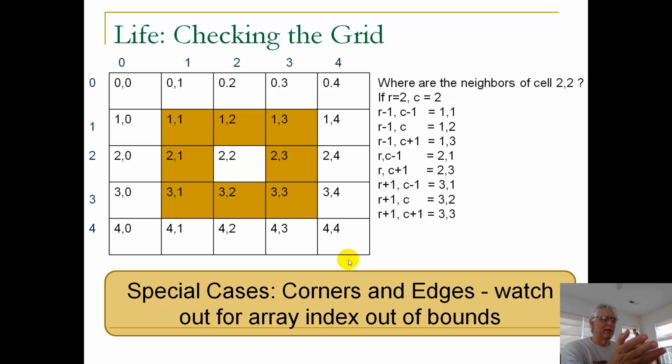Special cases are the corners and edges. If we try to apply this strategy here, let's look at cell 0, 0. What would happen right away? This is R equals 0, C equals 0. Right away, I get an exception. If I tried R minus 1, C minus 1, in this case both of the indices are out of bounds. I'd be trying to check row minus 1, column minus 1, neither of which exists.